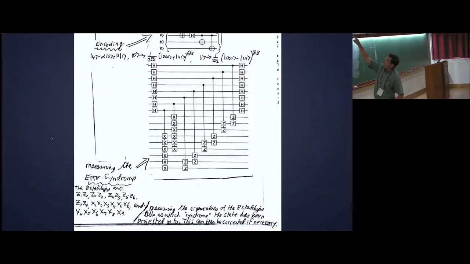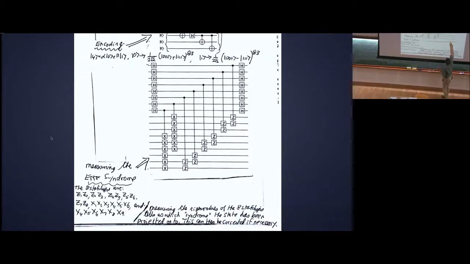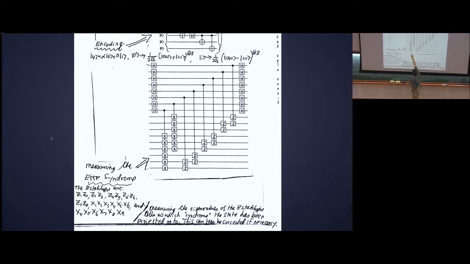So there are 8 stabilizers. They correspond to the top 8 lines, each of which starts with a Hadamard. The lower 9 lines, they're the actual physical qubits among which we want to check for an error. So the stabilizers you can read off from these as 1, 2, 3, 4, 5, 6, 7, 8 stabilizers. This one has 6 X's, 6 X's, 2 Z's, 2 Z's, 2 Z's, and so on.